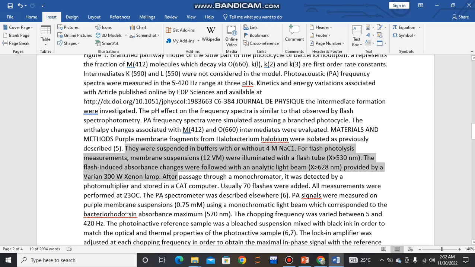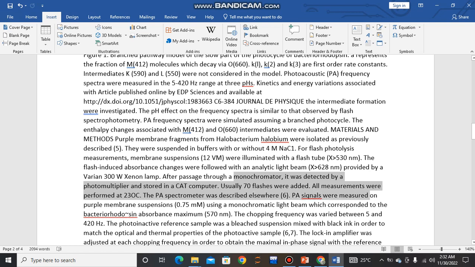300W xenon lamp. After passage through a monochromator, it was detected by a photomultiplier and stored in a CAT computer. Usually 70 flashes were added. All measurements were performed at 23°C. The photoacoustic spectrometer was described elsewhere.